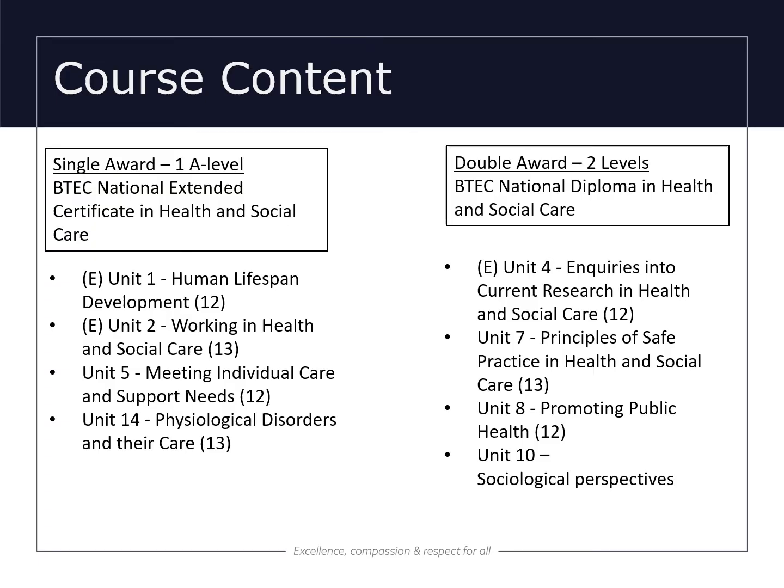If you opt for Health and Social Care, there are two different courses that you could opt to study. You have a BTEC National Extended Certificate. This is equivalent to 1 A-level, or you have the National Diploma, which is equivalent to 2 A-levels. The difference being the amount of time that you spend studying the course and the amount of units of work that you do throughout the 2-year programme.